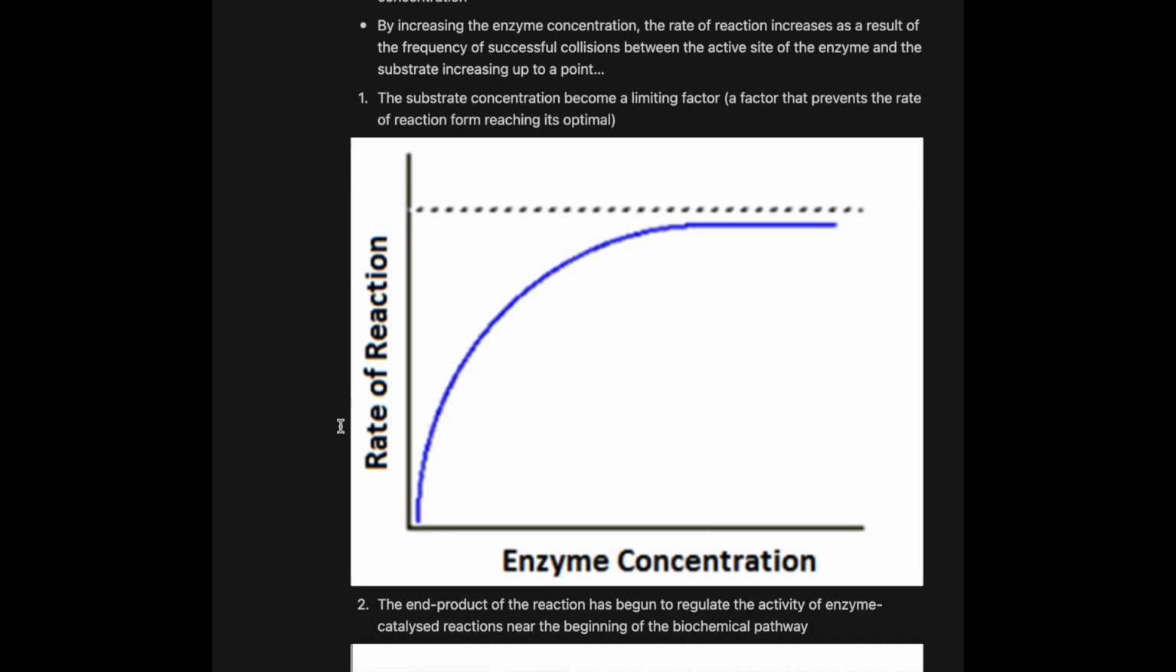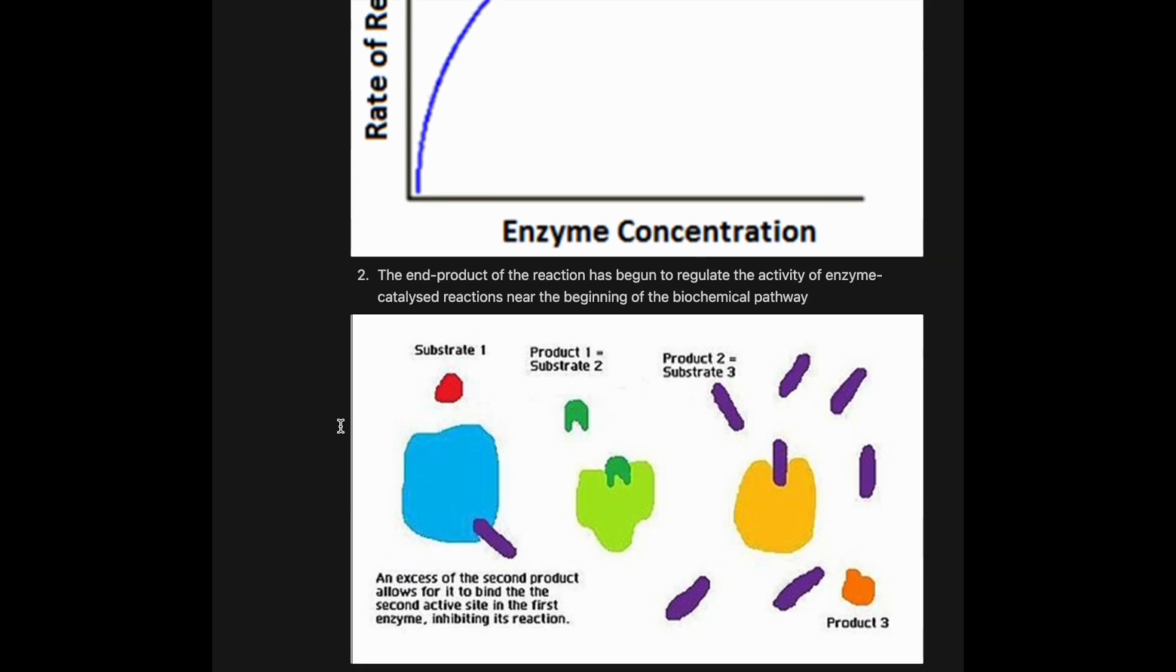Or the second reason might be that the end product of this enzyme catalyzed reaction has begun to regulate the activity of enzyme catalyzed reactions near the beginning of the biochemical pathway. So, as we can see here, this product, which is product 3, then goes back to the enzymes that facilitate the first step in the biochemical pathway and changes the shape of the active site, which means that the substrate can no longer bind and the reaction is no longer catalyzed, and as a result, the rate of reaction reduces.